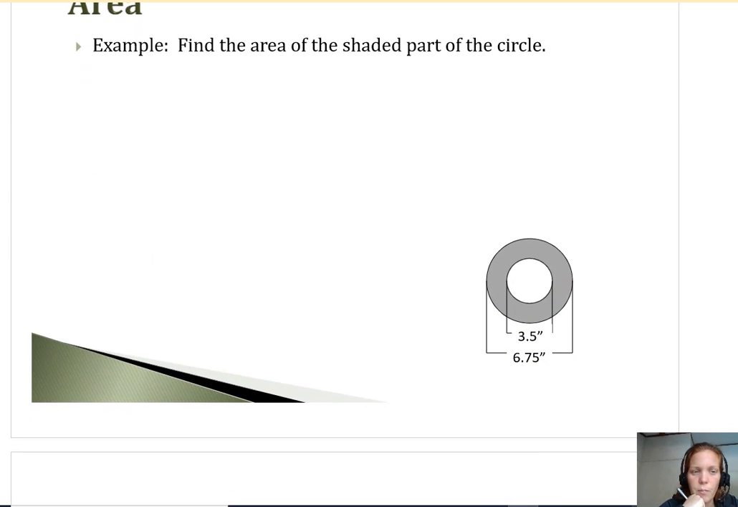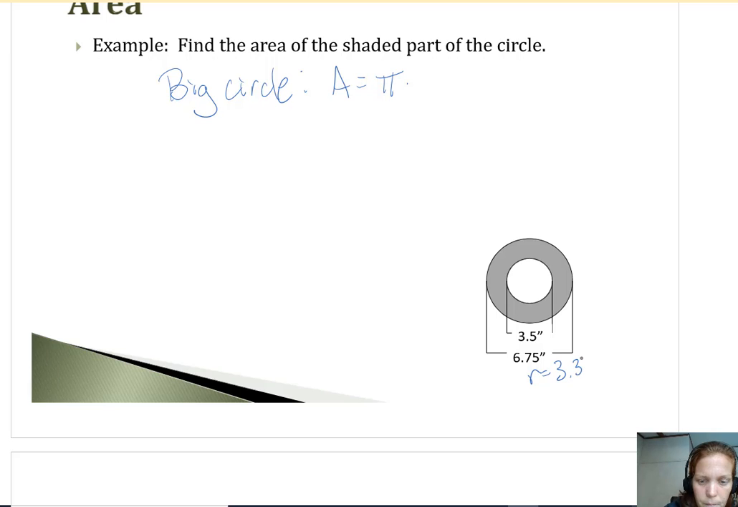Okay, now this one, how about the area of this one? I just want the shaded part. So here I have to use the strategy of find the bigger circle, find the smaller one, and then we'll subtract them. So the big circle area will be pi times, so if it's a 6.75 diameter all the way across, the radius is going to be 3.375. And then let's do the middle one while we're at it. 3.5 divided by 2, that'll be 1.75.